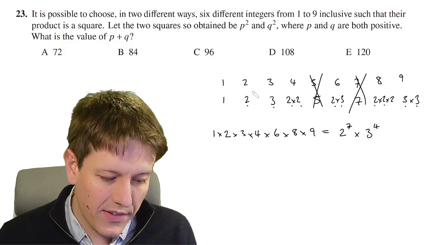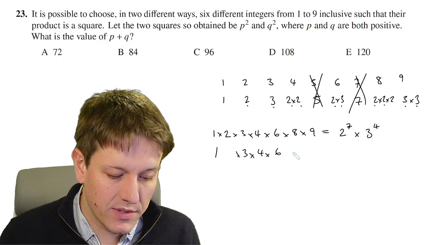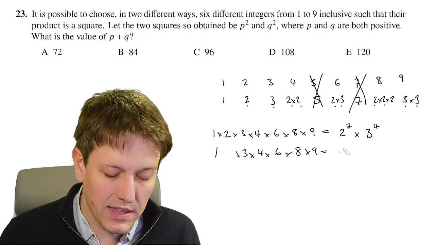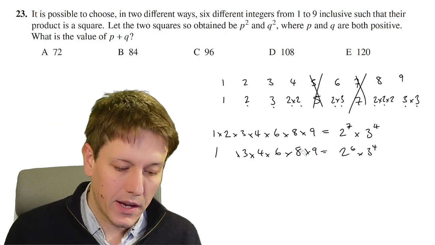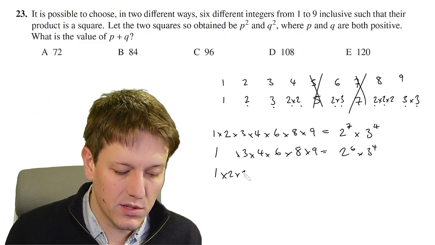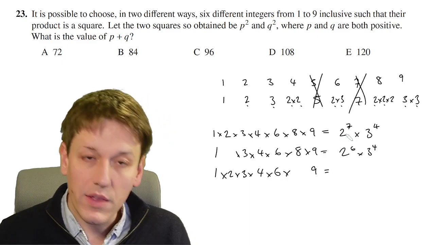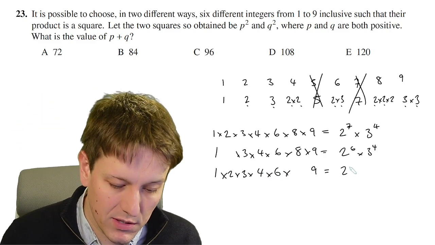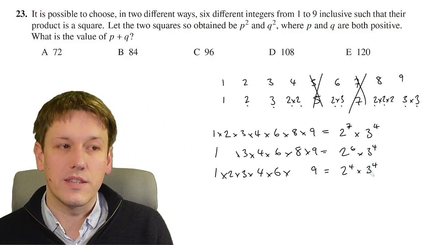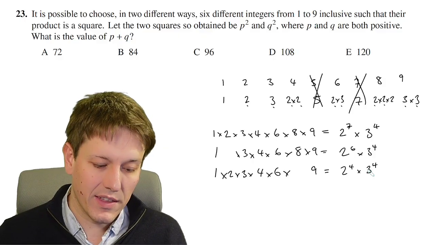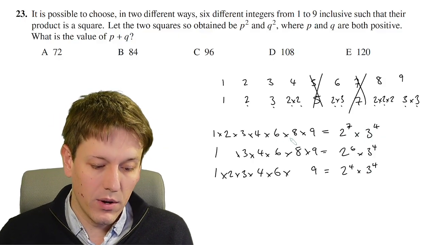I'm not going to exclude the 1, obviously. If I excluded the 2 and did 1 times 3 times 4 times 6 times 8 times 9, that would give me 2 to the 6 times 3 to the 4, so that would work. I could also exclude the 8 and do 1 times 2 times 3 times 4 times 6 times 9. That would reduce the power here by 3, so that would be 2 to the 4 times 3 to the 4. So they are actually the two ways that will make this work. And you can't exclude anything else, right? Excluding 6 would make 3 an odd power now.